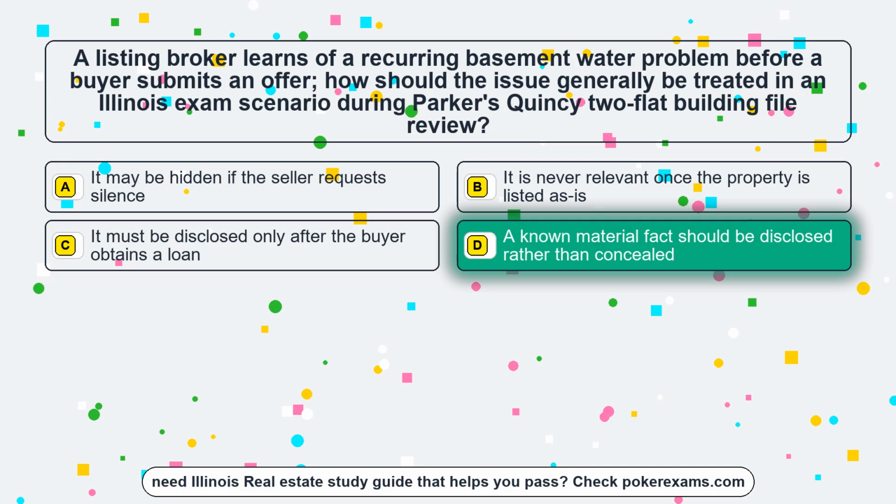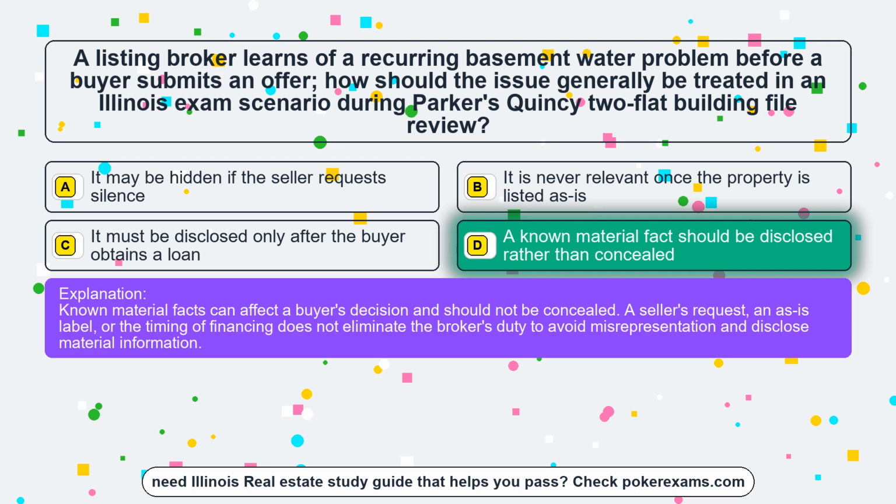The correct answer is option D. A known material fact should be disclosed rather than concealed. Known material facts can affect a buyer's decision and should not be concealed. A seller's request, an as-is label, or the timing of financing does not eliminate the broker's duty to avoid misrepresentation and disclose material information.